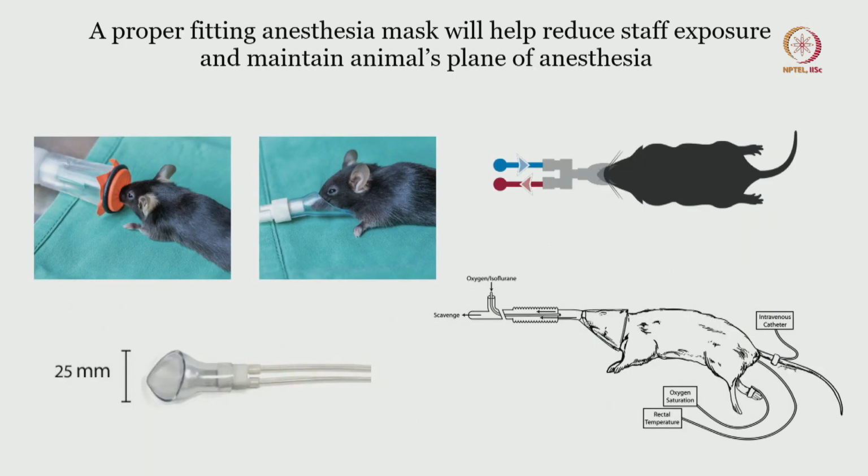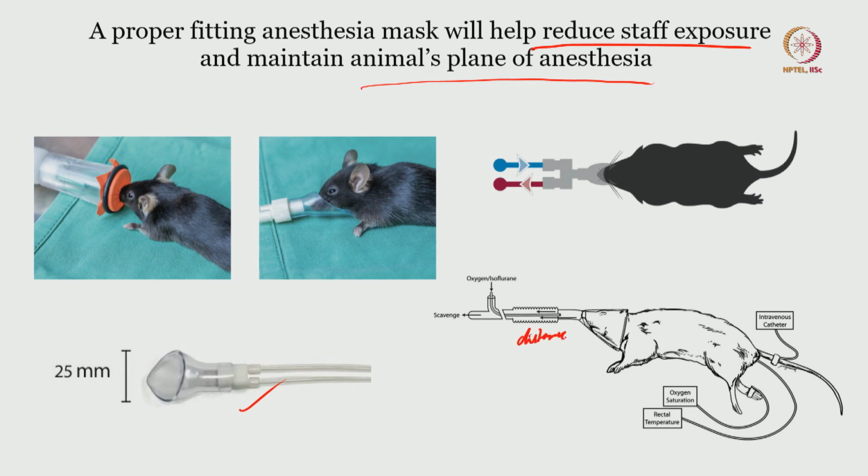Now another major apparatus to be checked is the delivery system. How do you deliver the anesthetic gas to the rat? There are various techniques, but the preferred one is to have a cone, which is an anesthetic mask, and this also comes in different sizes. Choose an appropriate size depending on the size of the rodent that you are planning to use. This will help to reduce the staff exposure along with the scavenger system, because the gas flows directly into the nostril of the rat, and a constant flow rate maintains the animal's plane of anesthesia, and the distance is important.